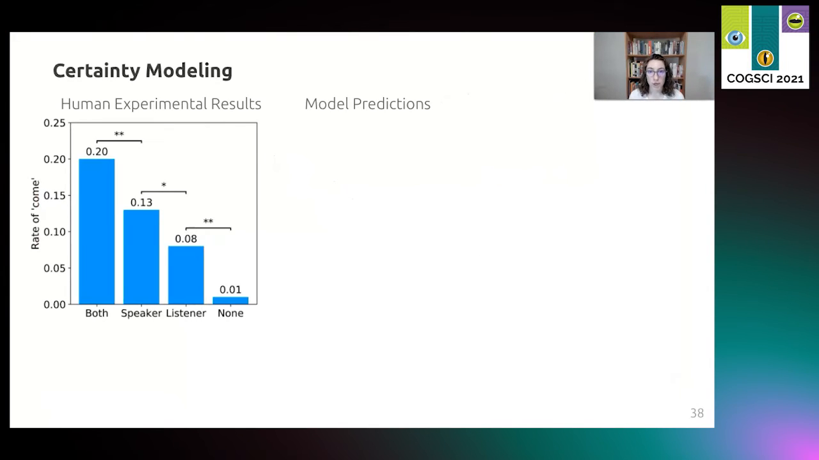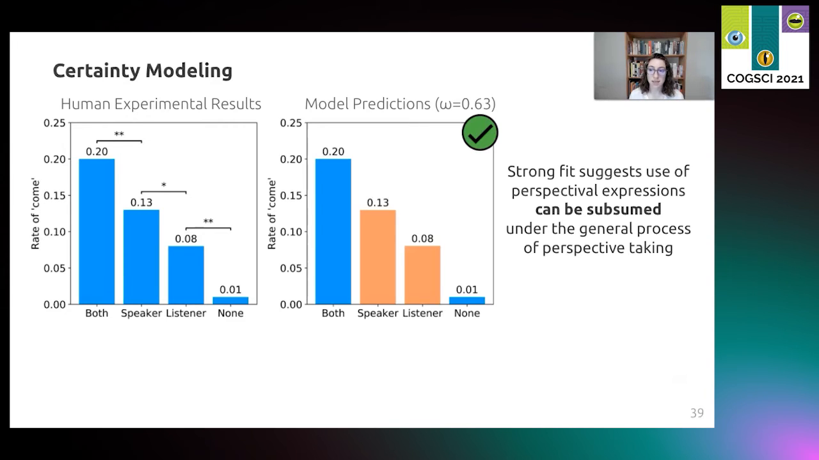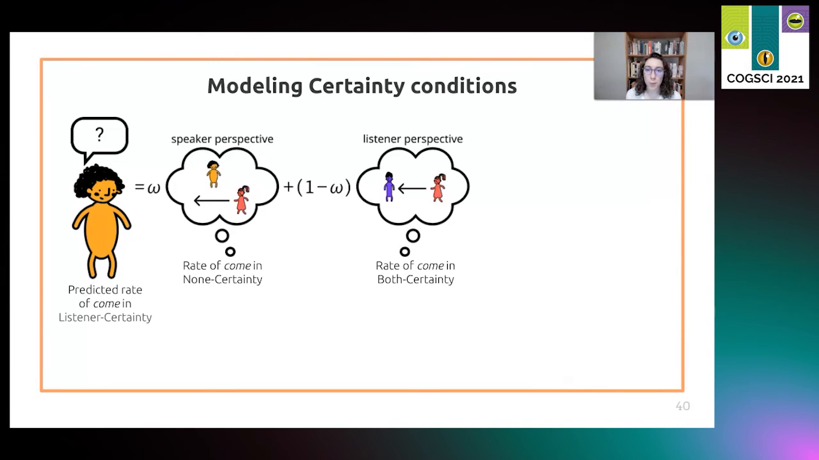Now that we've discussed our modeling approach, we can assess how well the model predictions fit the human experimental results. Here we aim to predict the rates of come for the speaker and listener conditions based on the both and none conditions, which is why the speaker and listener bars are shown in a different color. We find that the multiple perspectives model achieves a near identical fit to the data, and this strong fit suggests that perspectival language use can be subsumed under the general process of weighting multiple perspectives in conversation, which supports our first hypothesis.